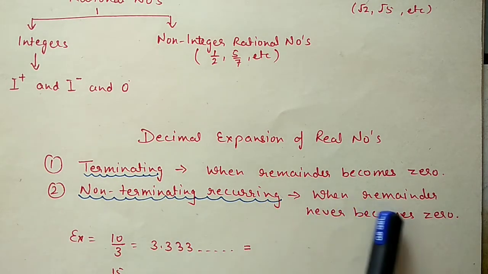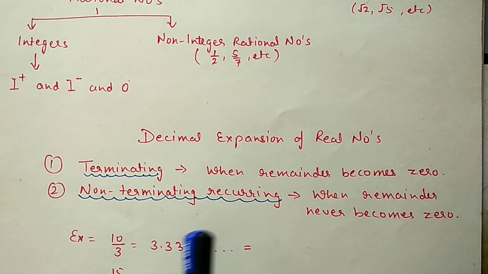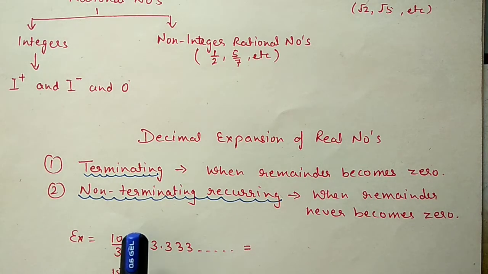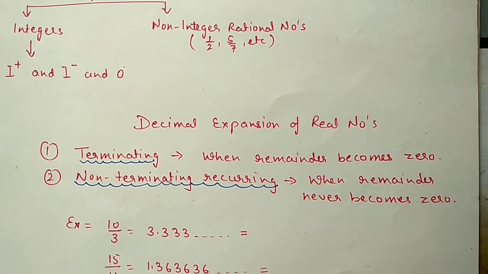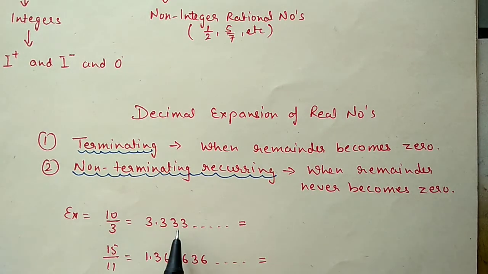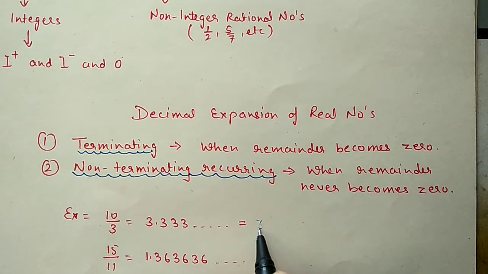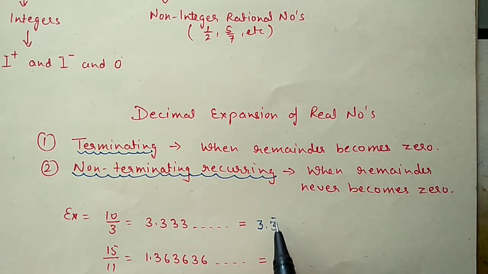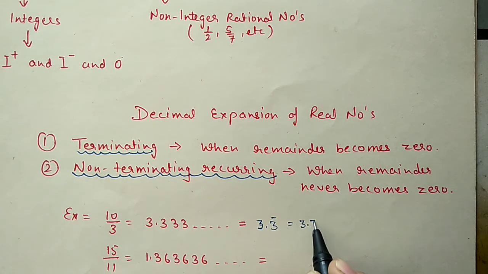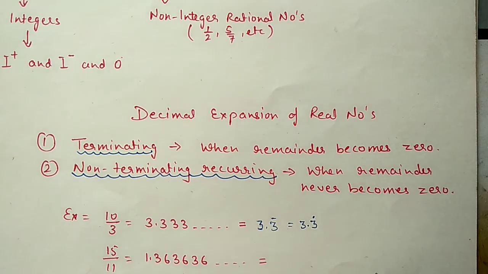And when the remainder never becomes 0, means the division keeps on going. For example, 10 by 3: if you divide 10 by 3, you get 3.333, and this 3 will go up to infinity. This type of number we call non-terminating recurring decimal numbers. So how to write this type of number? If 3.33 is coming, we will write in short like this, 3.3 bar. We put a bar symbol here. This bar symbol means this 3 is repeating up to infinite times, or we can put a dot above the 3 like this, 3.3 with one dot.